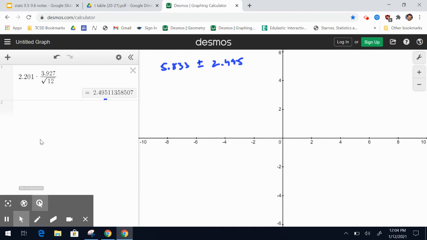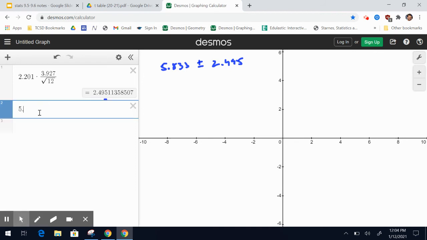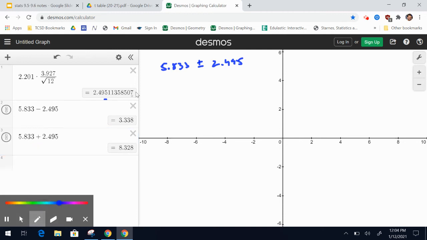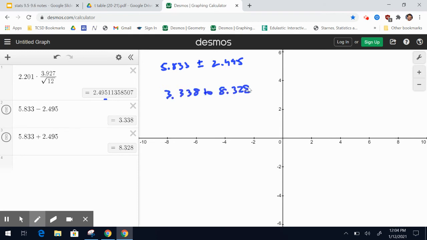Let's subtract first to get the left-hand number. 5.833 minus 2.495. And 5.833 plus 2.495. And there we go. There's our confidence interval for the mean difference of their IQs. 3.338 to 8.328. Okay, so now let's go ahead and interpret this in our conclusion. We'll go back to our notes here.